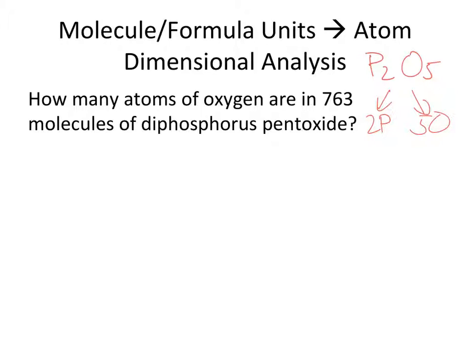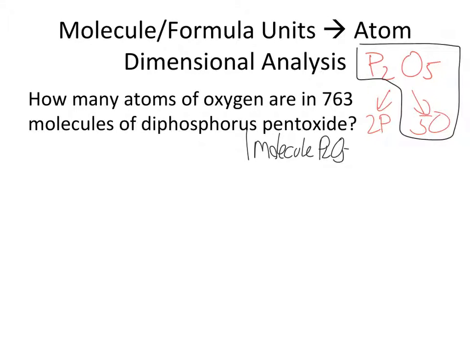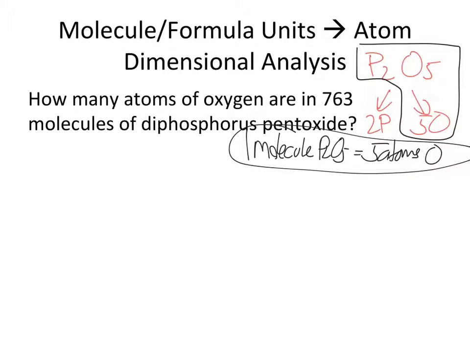So here I've actually just created a definition. One molecule of P2O5 gives me 5 atoms of oxygen. One molecule of P2O5 equals 5 atoms of oxygen. So here is my constant. Now, I don't necessarily have to write it out like this every single time, but it's nice to visualize and kind of come back to when we're actually doing this equation. So again, I'm going to underline what I'm given, 763 molecules of diphosphorus pentoxide, and I'm looking for atoms of oxygen. So let's start by writing out what we have.